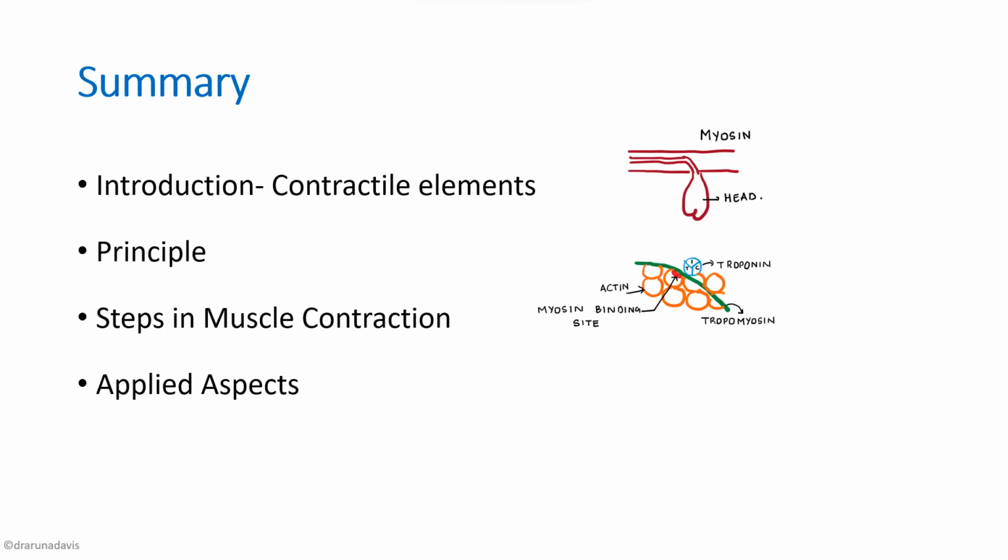To summarize, in the introduction we talked about the contractile elements and their basic structure. Then we wrote the principle, that is the cross bridge theory, ratchet theory, or walk along theory. Then we saw the resting stage and the steps in muscle contraction, those 5 steps. And finally, the applied aspects. Remember, when you are asked steps in muscle contraction, you should also write changes in the sarcomere as well as steps in relaxation, depending on the marks.